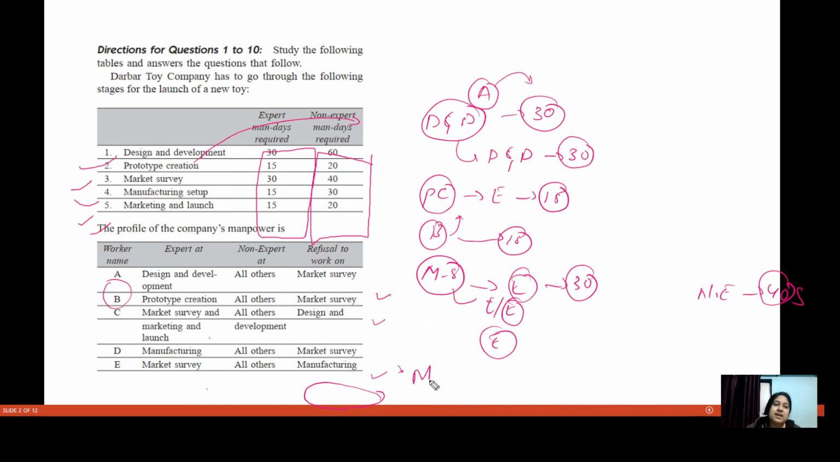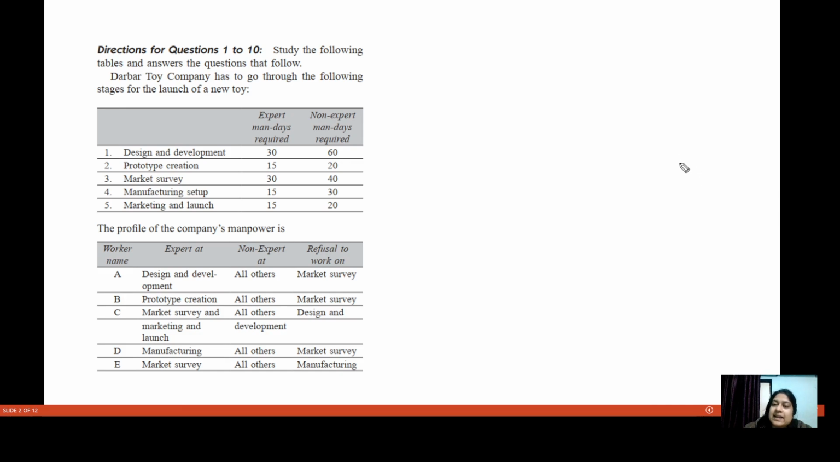Similarly, manufacturing setup can be done in 15 days, and marketing and launch can be done in 15 days. So all these things are there. I think now you have understood the question. These are the stages of development. Some people are expert in them, so they are able to do them in the expert man-days required, and some people are non-expert, so they are able to do them in the non-expert man-days required. So this is basically the profile of the work.